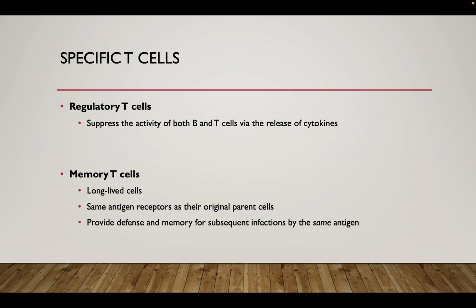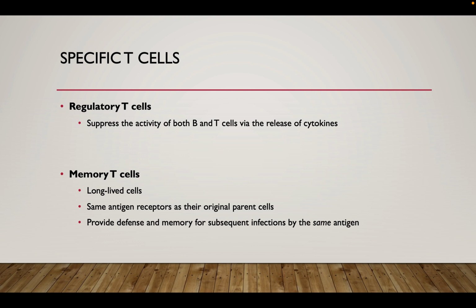Now, we also have regulatory T cells, and these perform exactly what you would think with the name regulatory. They regulate the activity of B and T cells to release different chemicals and cytokines, and they suppress activity when it becomes too active or too activated in either B cells or T cells.